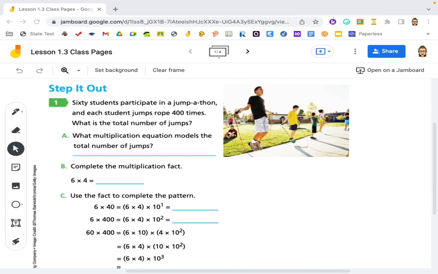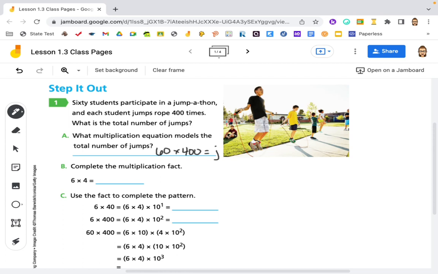So it says step it out. 60 students participate in a jump-a-thon, and each student jumps rope 400 times. What is the total number of jumps? So first it starts by asking us what multiplication equation models the total number of jumps. Well, we have 60 students and they're jumping rope 400 times, so it is going to be 60 times 400. And it's asking for an equation, so we need to have an equal sign. So I'm going to say equals j.